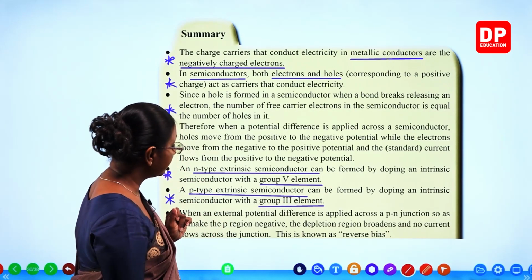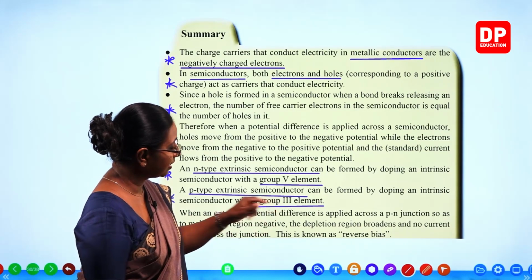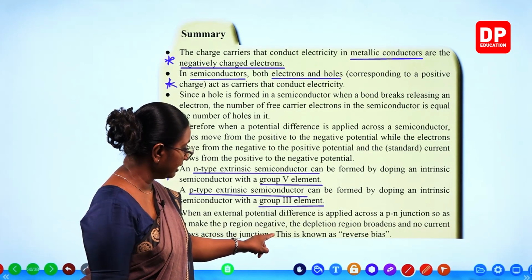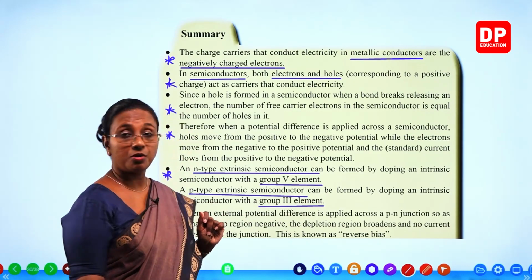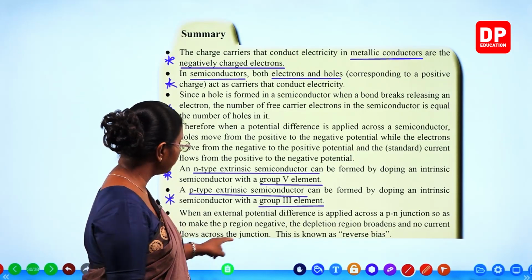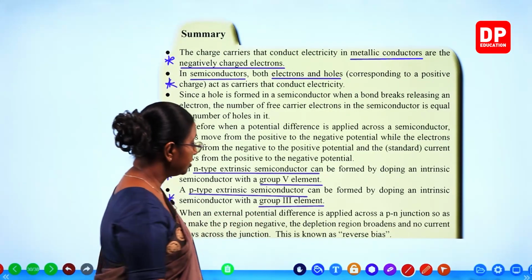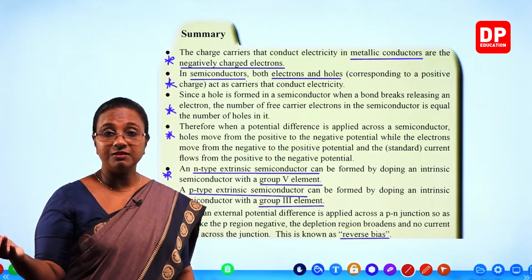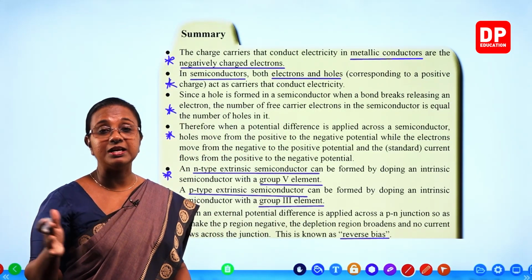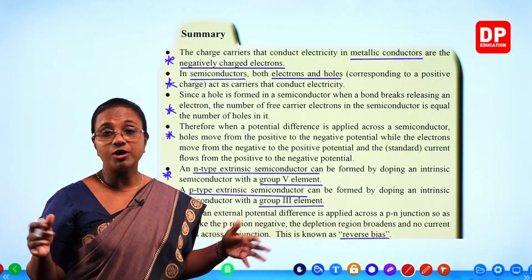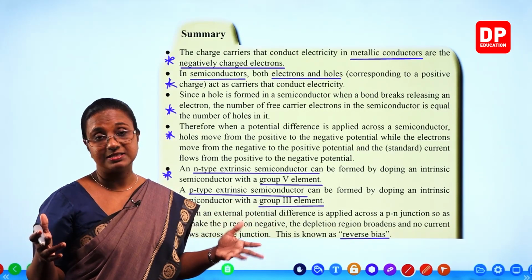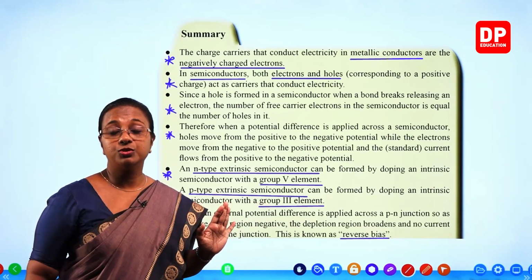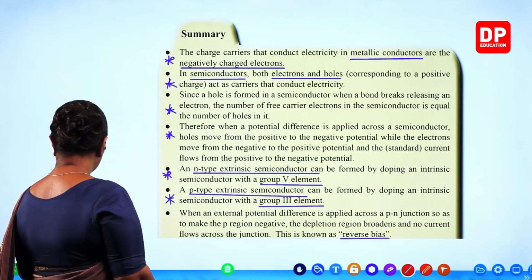So, when an external potential difference is applied across a PN junction so as to make the P region negative, the depletion region broadens and no current flows across the junction. That is known as reverse biasing. You connect the P to the negative terminal and N to the positive terminal. The depletion layer becomes broader and it is reverse bias. That is, the PN junction is reverse biased. So, no current will flow through it. I'll move on to the next slide.